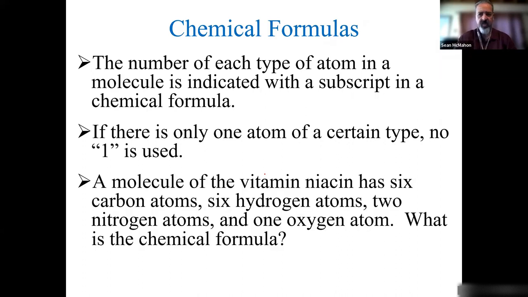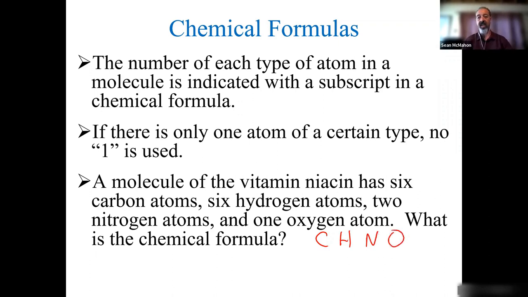So let's practice, okay? So a molecule of the vitamin niacin has 6 carbon atoms, 6 hydrogen atoms, 2 nitrogen atoms, and 1 oxygen atom. Can we write out the chemical formula? And I'm only gonna expect you to do the chemical formula for this, because we're not drawing Lewis dot structures in this particular lecture. But if you were to do it, you know, I have carbon, I have hydrogen, I have nitrogen, and I have oxygen.